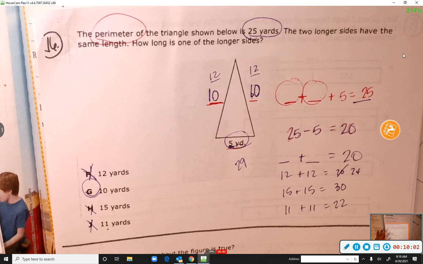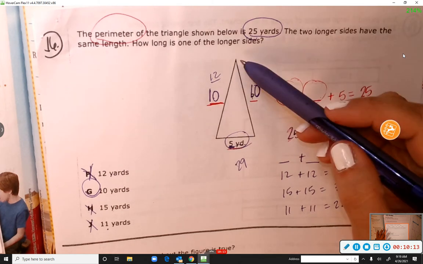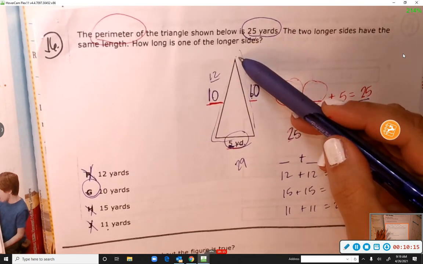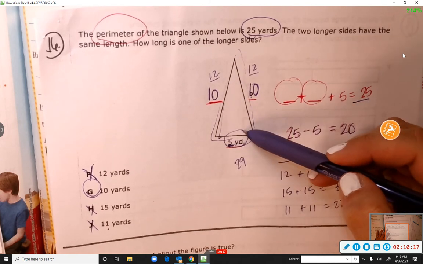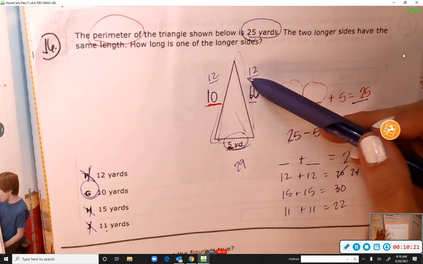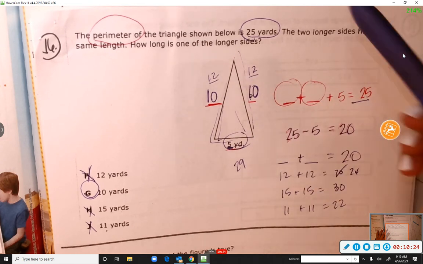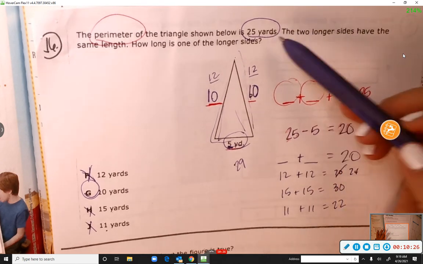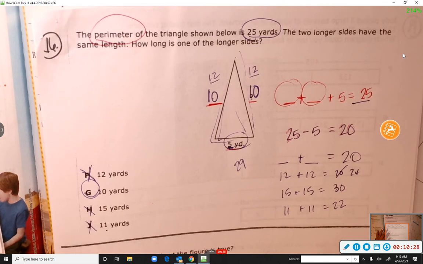What does it mean? Kelsey? Perimeter means the distance around the outside of a figure. Yes, the distance around the outside of the shape. So we would add all the sides. Okay? So plug in the numbers to see if they equal the perimeter. Okay? Does that make sense now? Yeah.